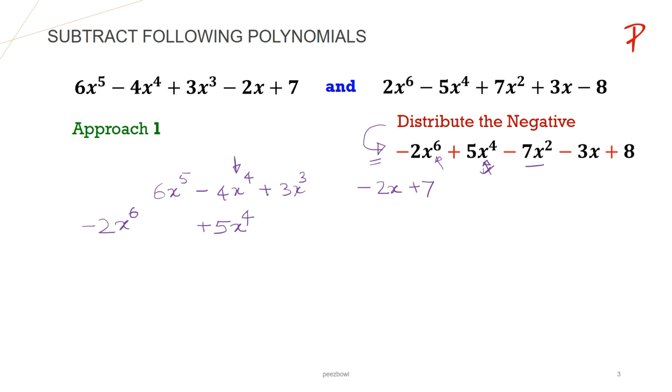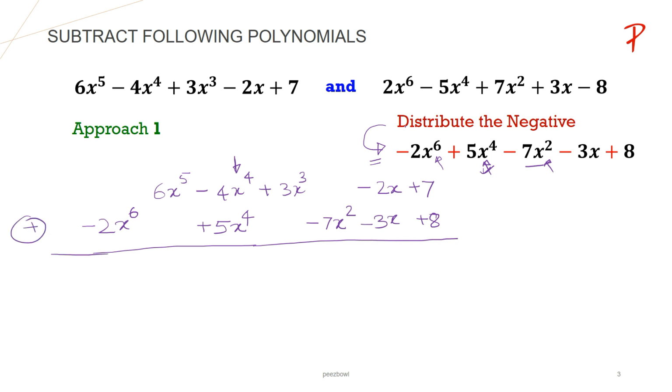After that, minus 7x square. Here x has a power of 2. I do not see any term which has x to the power 2 in the first polynomial. So I will write it separately, minus 7x to the power 2, and this is why I left one space here, right? After that we have minus 3x. I will put it below minus 2x and then plus 8. This will come below 7 because we have distributed the negative already.